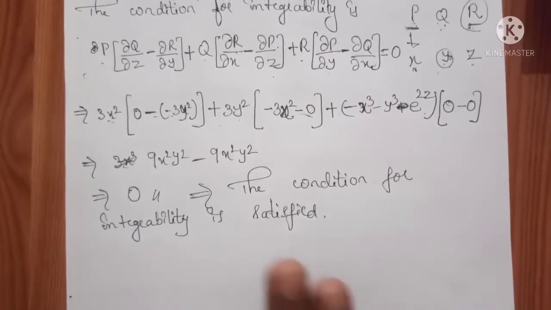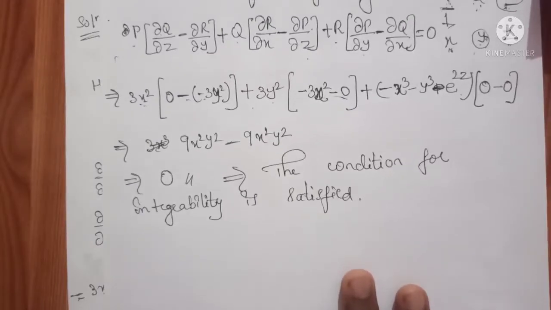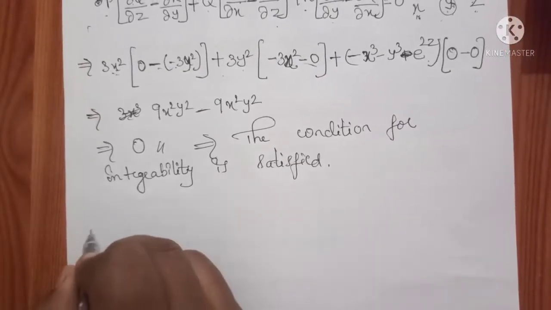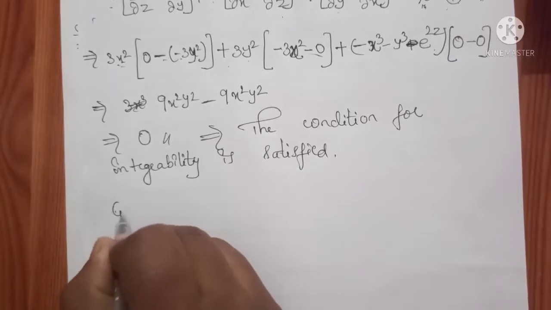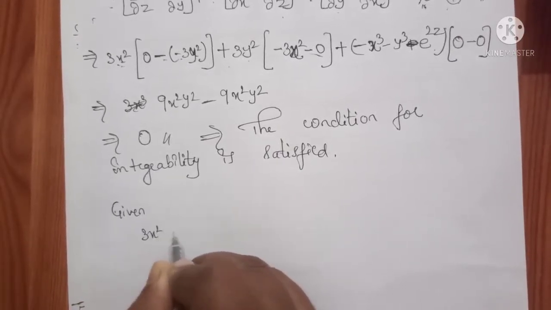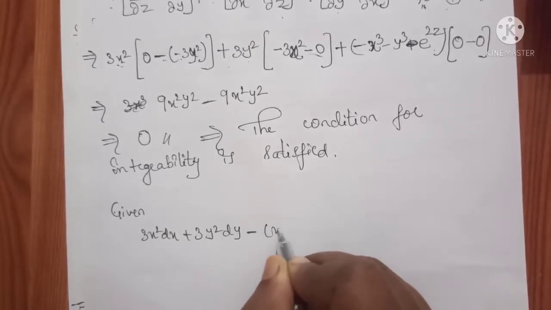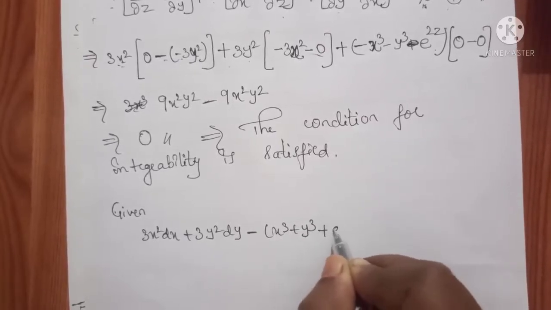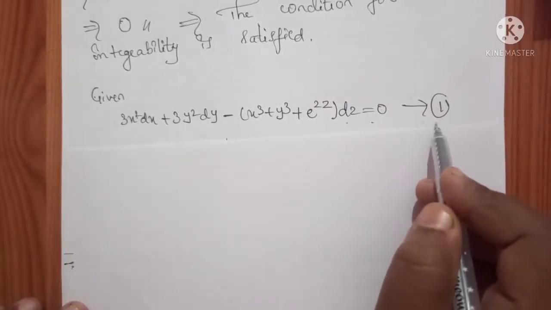Okay, now we integrate the given total differential equation by using the method of treating one of the variables as constant. So in this case we treat z as constant. First let us consider the given equation. The given equation is 3x² dx plus 3y² dy minus (x³ plus y³ plus e^(2z)) dz equals 0. Consider this as equation 1.